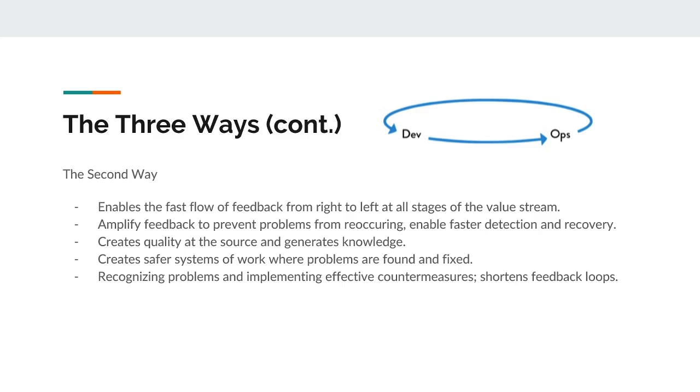The second way enables a fast workflow of feedback from right, operations, to left, back to the developers, so that we're able to increase quality at the source and generate knowledge from operations and consumers back to developers. It creates a safer work environment so that problems are quickly found and quickly fixed, and we are able to implement effective countermeasures and shorten feedback loops.